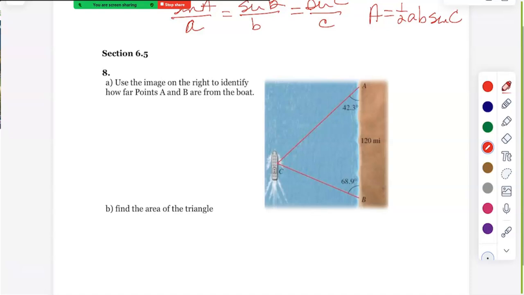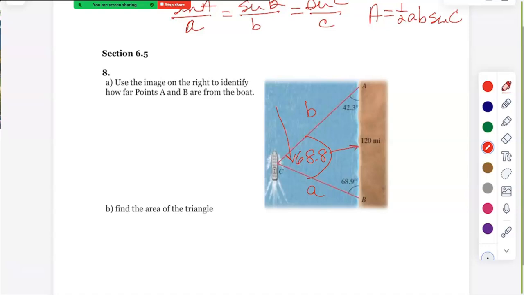Use the image on the right to identify how far points A and B are from the boat. So they want to find little a and little b. Your first job is to find this missing angle by subtracting from 180. So 180 minus 42.3 minus 68.9. That's going to give me an angle right here of 68.8. So this angle is angle C.